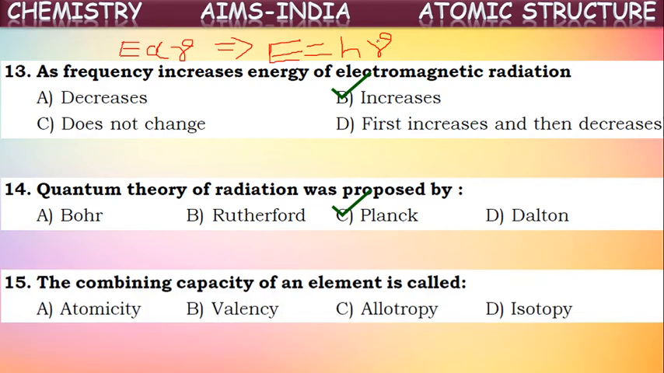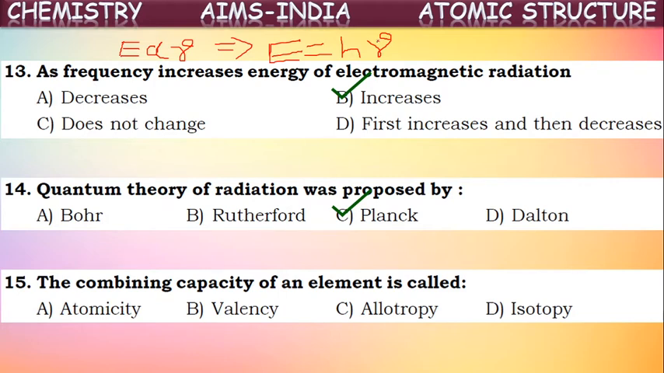Next one. The combining capacity of an element is called what? Valency. What does combining capacity mean here? Elements having 8 electrons in their valence shell are more stable. They are unreactive. But elements with less than 8 electrons in their valence shell are reactive or unstable. So these elements will try to acquire 8 electrons in their outermost shell.